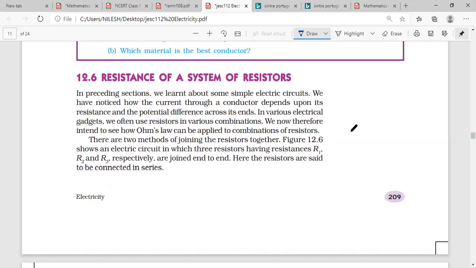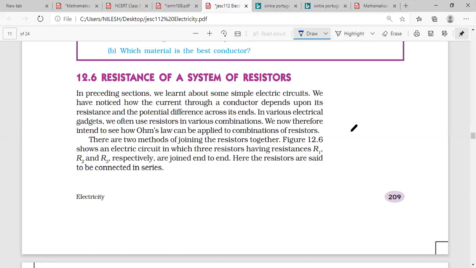In the preceding sections, we have learned about some simple electric circuits. We have noticed how the current through a conductor depends upon its resistance and the potential difference. Current is always directly proportional to potential difference. So as the potential difference increases, current increases. It is inversely proportional to the resistance. As the resistance increases, the current decreases.